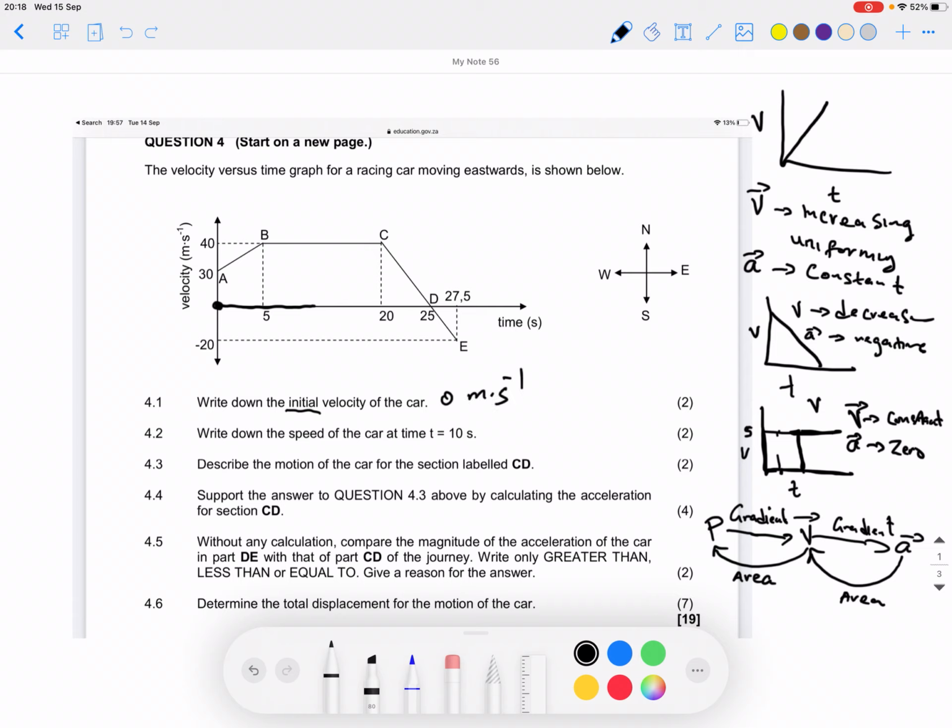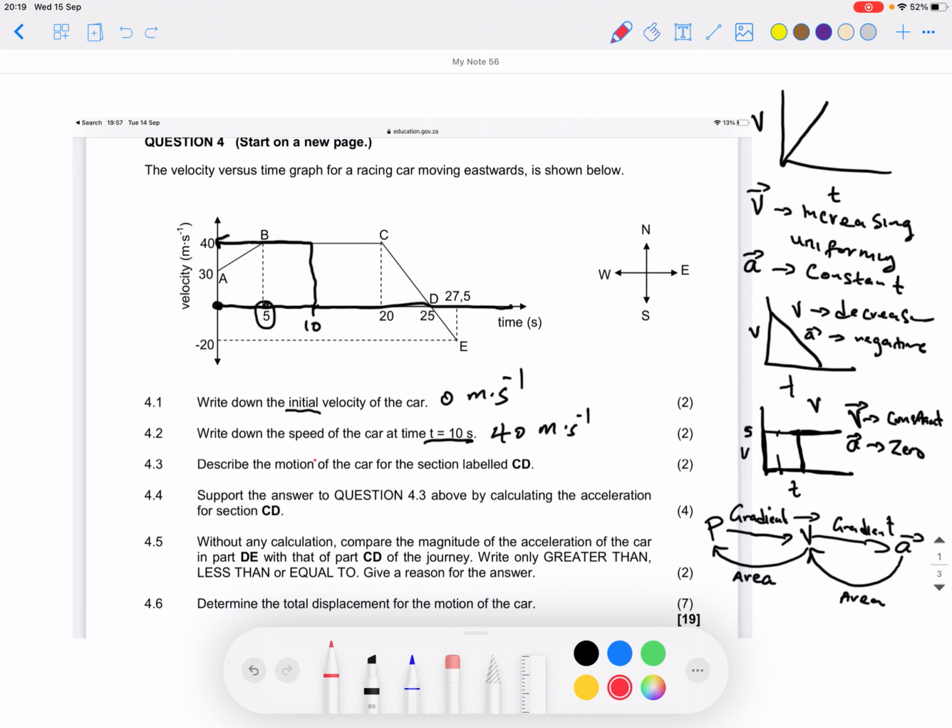And then at 10 seconds, again we go to the x-axis and read 10 and match it with the y-axis. So if this is 5, it means 10 is somewhere here. So I have 10 seconds here. Then I must go to the y-axis and read the graph. I have a value of 40 meters per second. Alright?